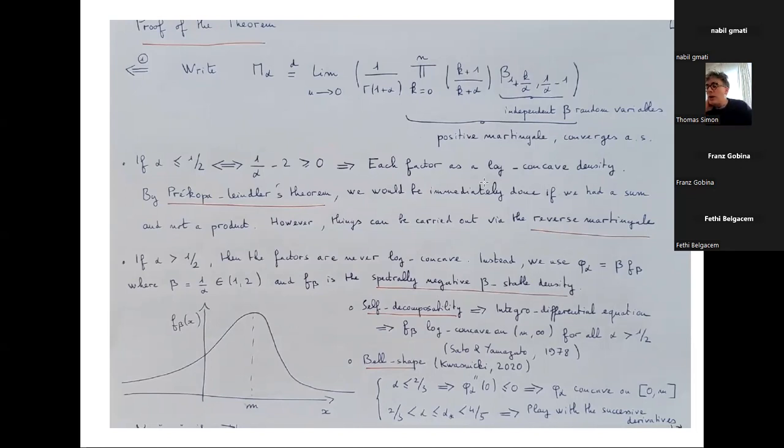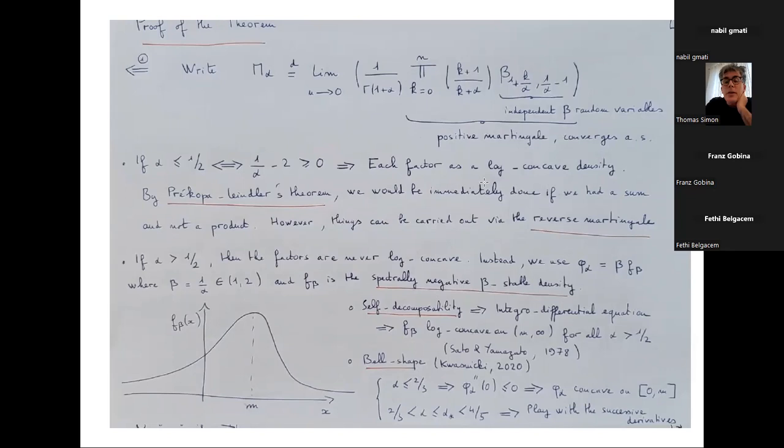And when alpha is smaller than 1/2, then the 1 over alpha minus 1 parameter of the beta random variable is greater than 1, which means that this beta random variable will itself have a log concave density, because x to the power of a times (1 minus x) to the power c is log concave if and only if c is positive, because if you take the logarithm, you have c times the logarithm of 1 minus x. So it's as simple as that.